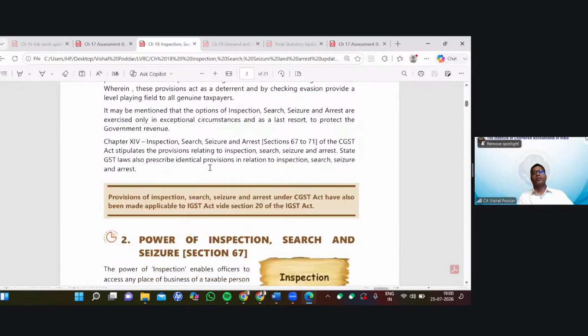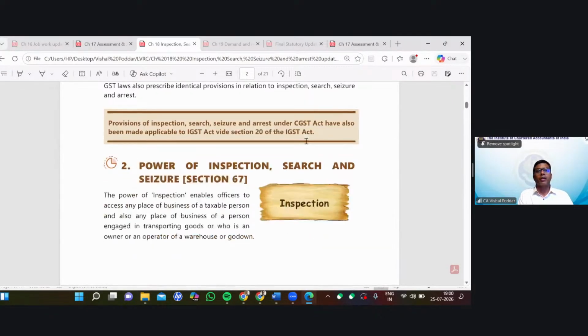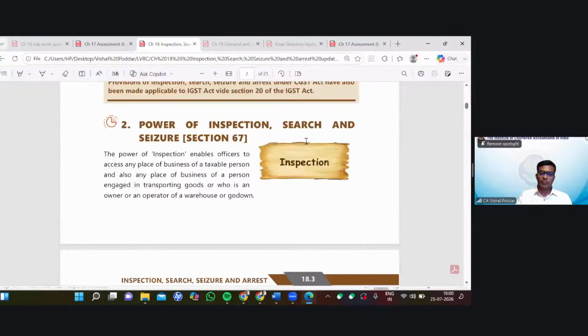Now, these provisions are covered in sections 67 to 70. So up to 66, we had the normal assessment and audit. In 67 to 71, we have the provisions relating to search, seizure, inspection. We'll try to understand this in a bit of detail, students, because it is very critical. Just give me a minute.